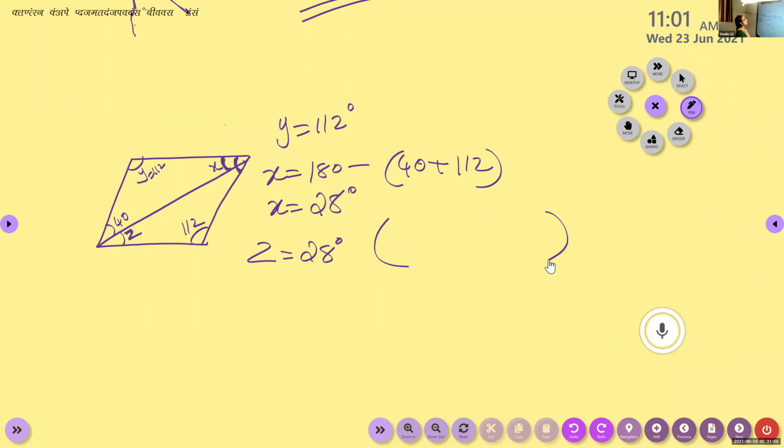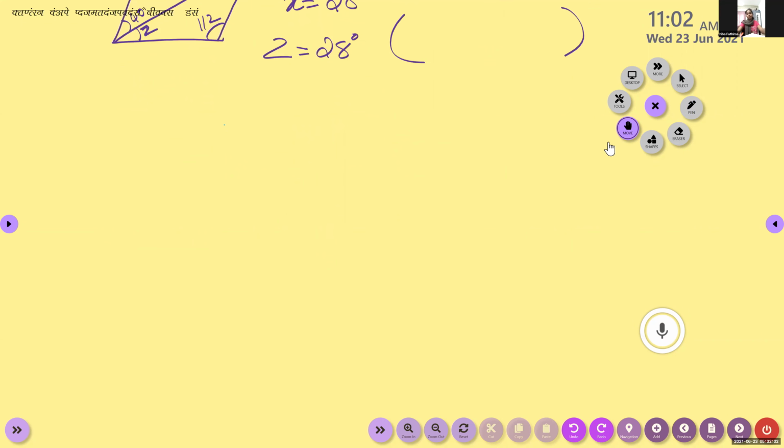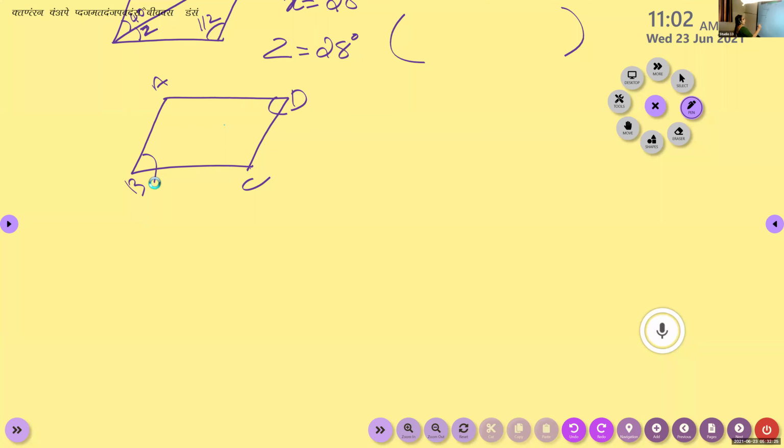Okay. Can I move to the next one? Next question? Yes, ma'am. Okay, the third one. Can the quadrilateral ABCD be a parallelogram if angle D plus angle B is 180?